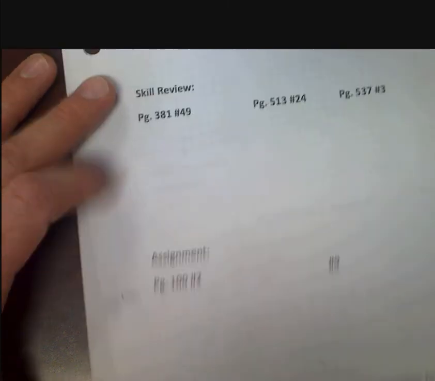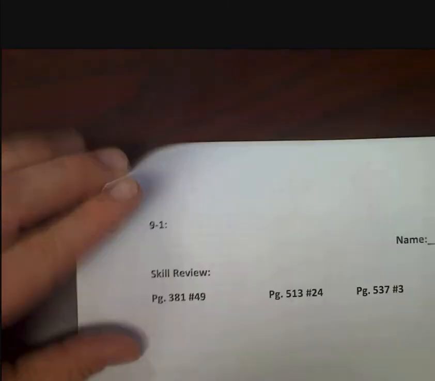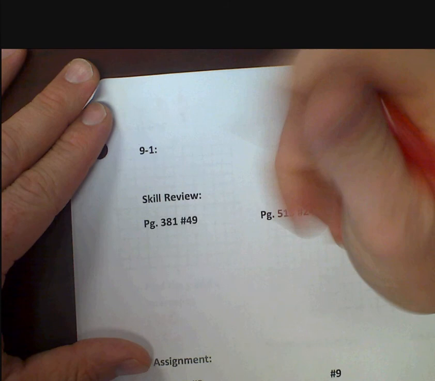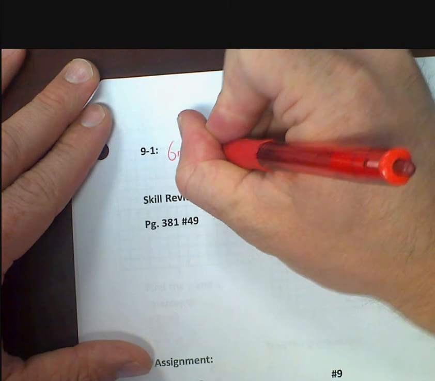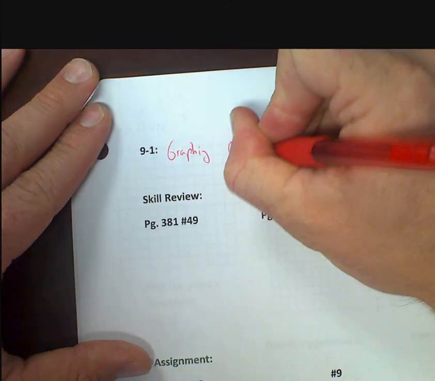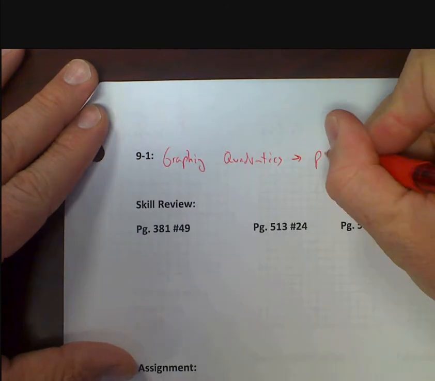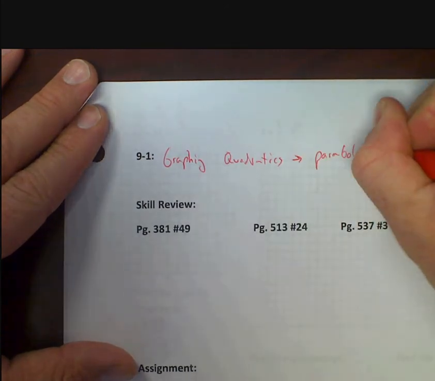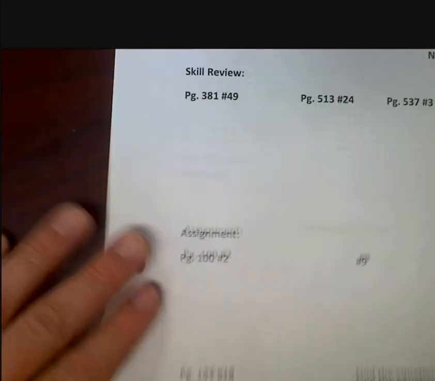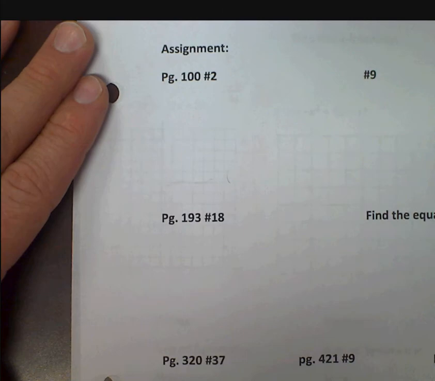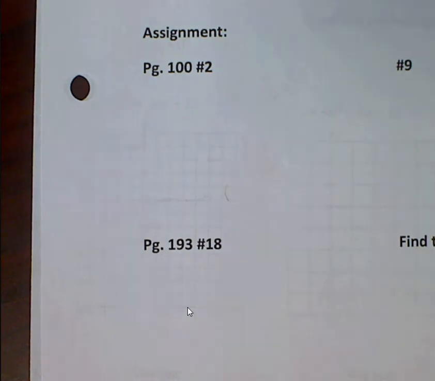Okay, we are on 9.1. This is graphing quadratics. And these are called parabolas. So here's the 9.1 homework, page 100, number 2.